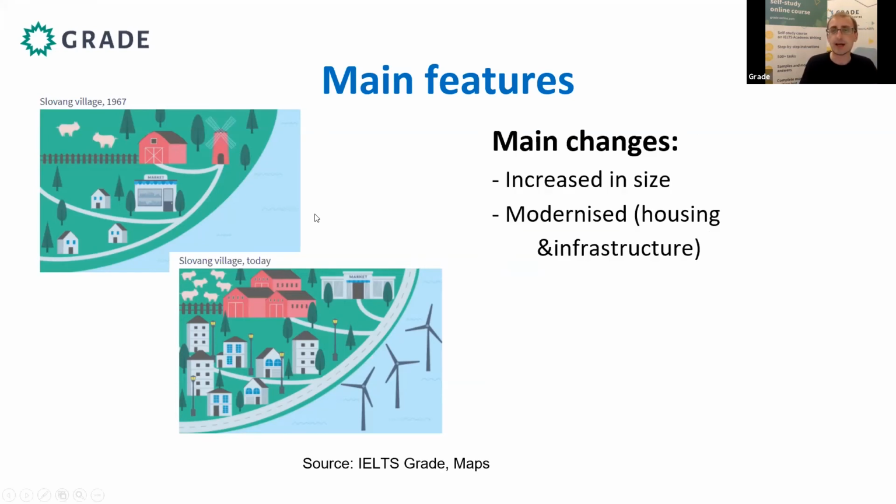And let's have a look at my suggested ideas. So I'd say that generally, the territory of the village has increased and it has become more modern because of the housing area and because of the infrastructure, including a highway, wind turbines, and the expansion of the marketplace. So basically, I think that overall, this village has become much more modern and convenient to live in and to work in.